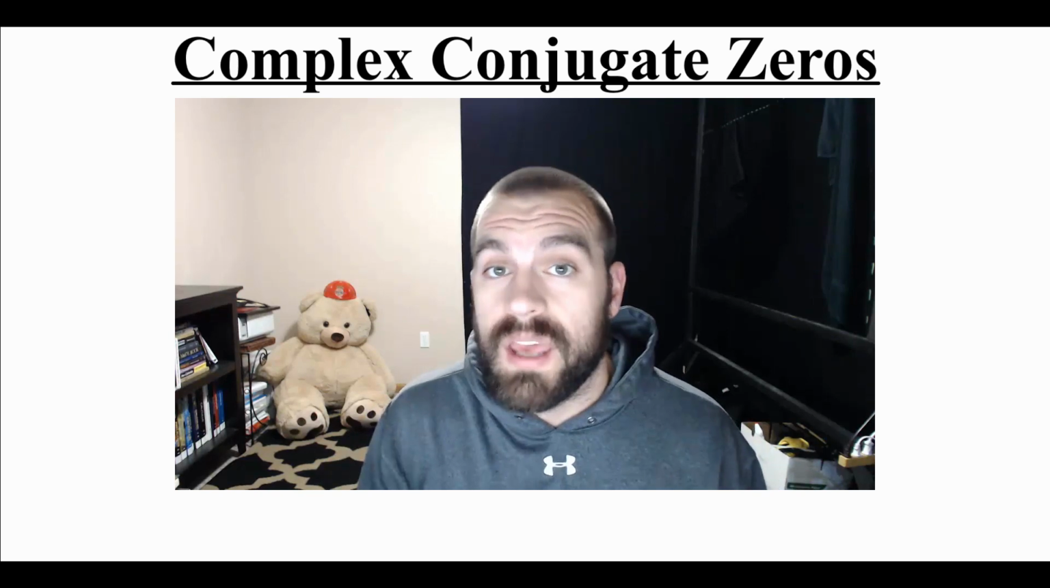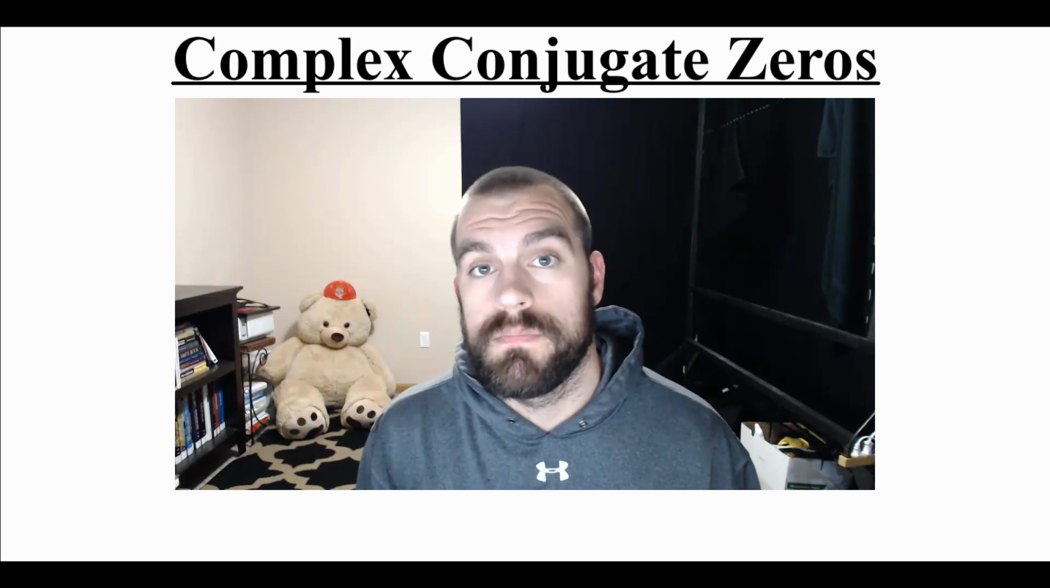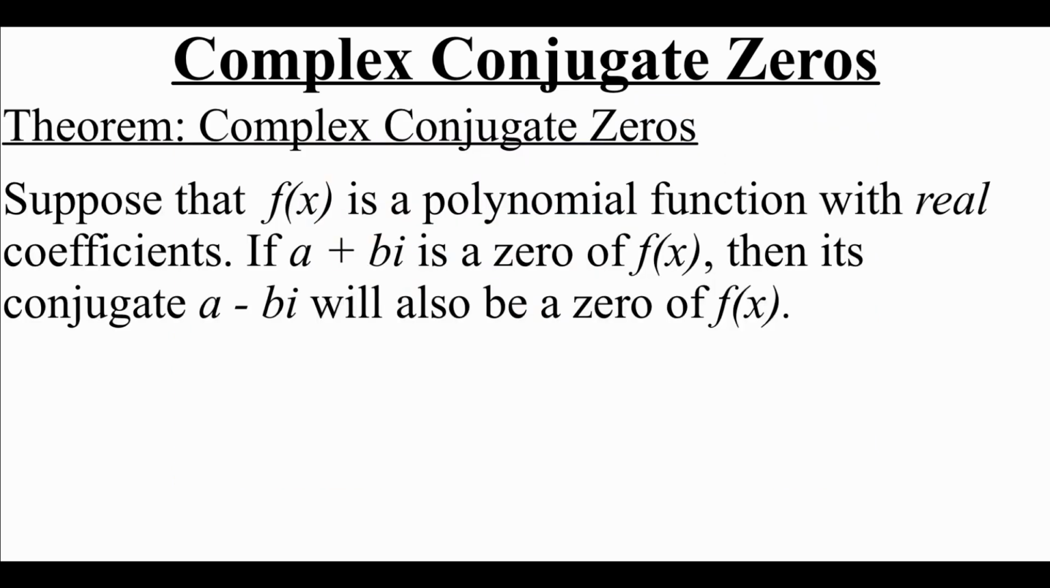In this video, we're going to look at complex conjugate zeros. So suppose we're dealing with some polynomial function f of x, where our function has all real coefficients. If we have the imaginary zero a plus bi for our function, then its conjugate a minus bi will also be a zero of our function f of x. So complex zeros always show up in pairs, and they are always complex conjugate pairs. So a plus bi and a minus bi.